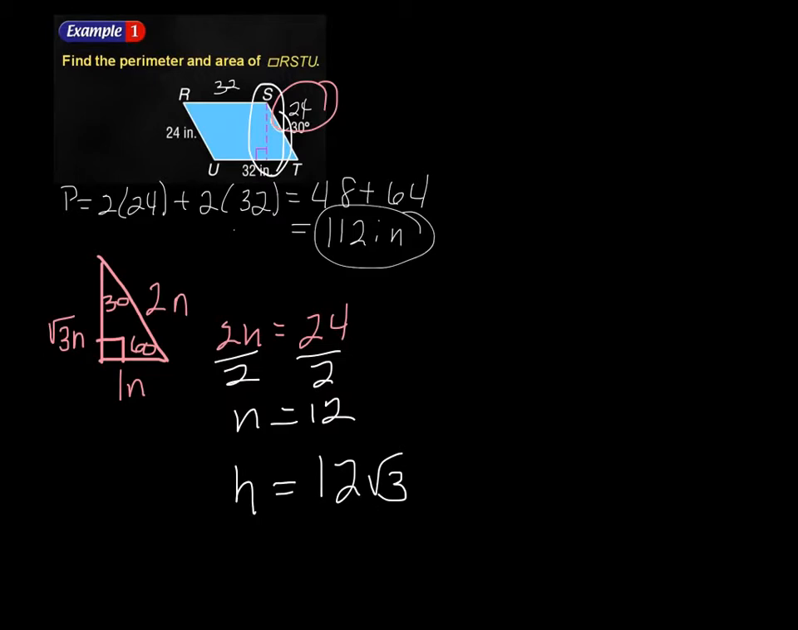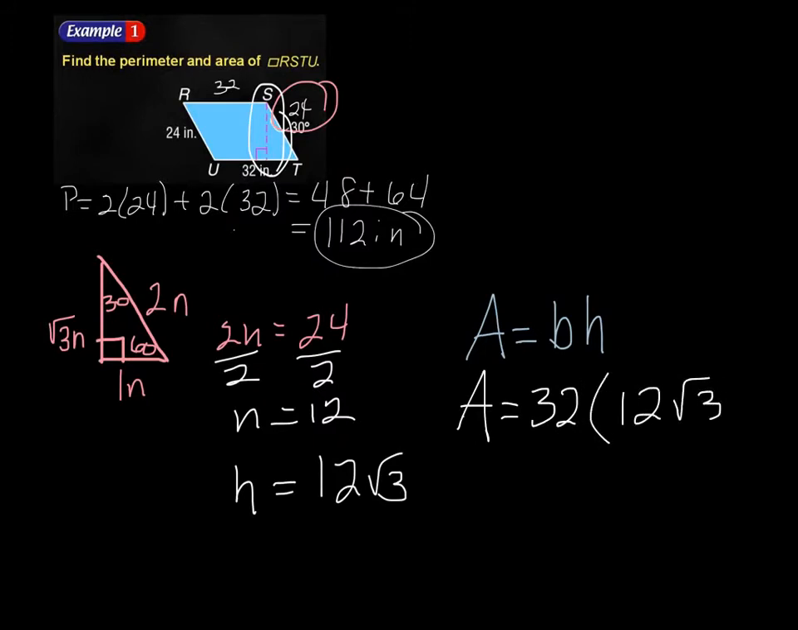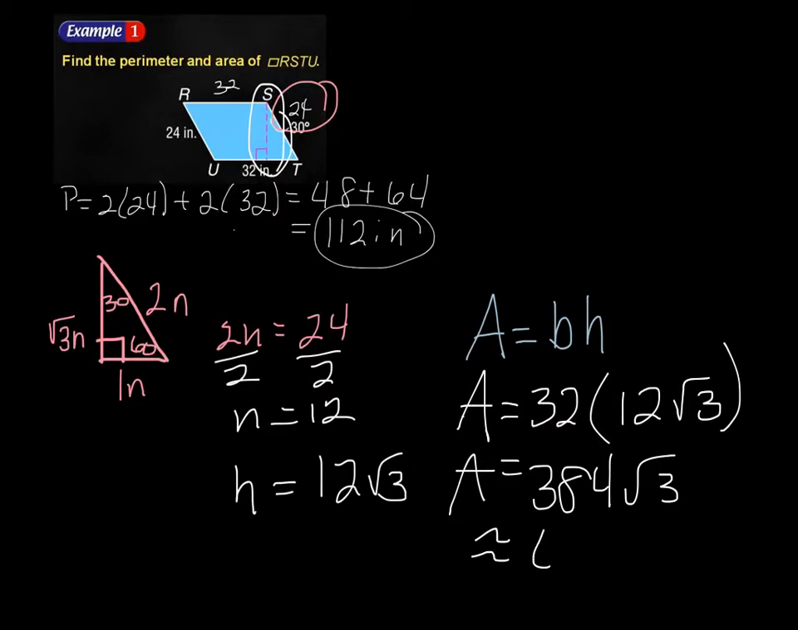And then we said area of a parallelogram is base times height. So our area is going to be the base we had, 32, times the height we found, 12 square root of 3. So if we multiply 32 times 12, it's 384 square root of 3, or if we wanted a decimal, that'd be about 665.1 square inches.